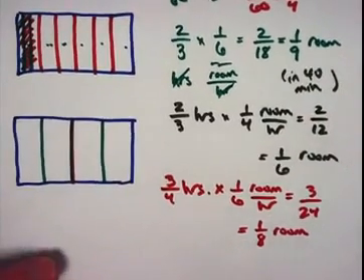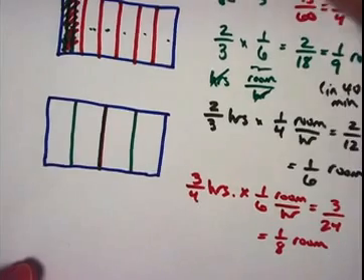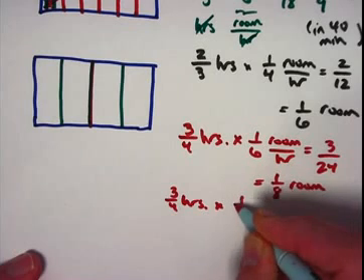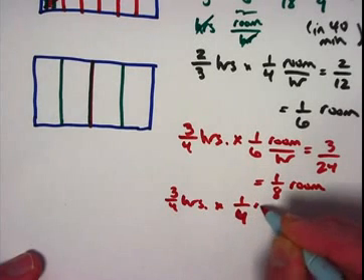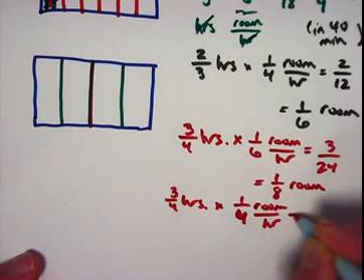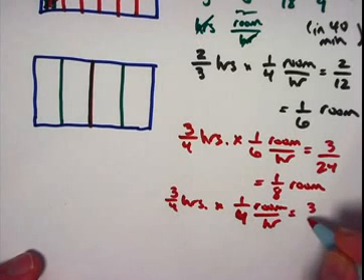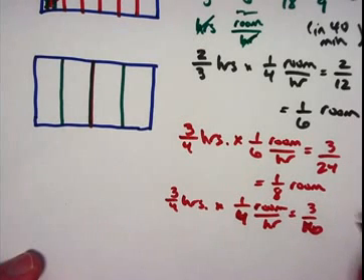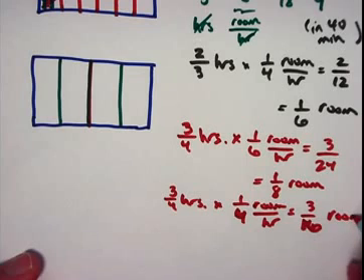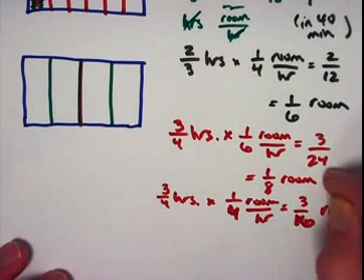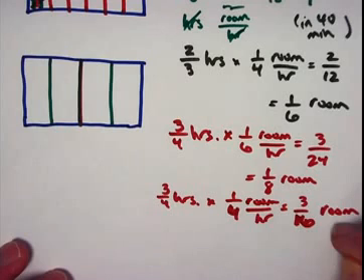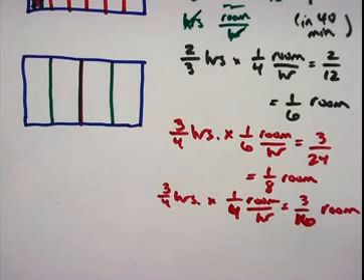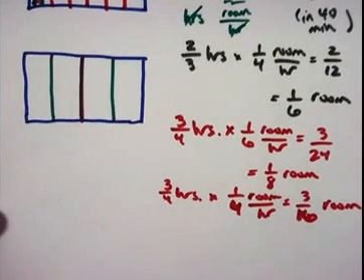And then for Marcia, you can move this paper. 3/4 hours times 1/4 of the room per hour. 3 times 1 is 3, 4 times 4 is 16. She can do 3/16 of the room in 45 minutes. And 3/16 is bigger than 1/8, since 1/8 is the same as 2/16. She can do more of the room in 45 minutes, consistent with the fact that she is painting faster.